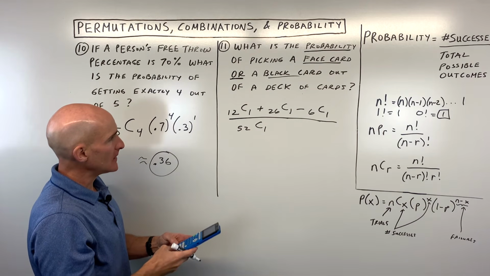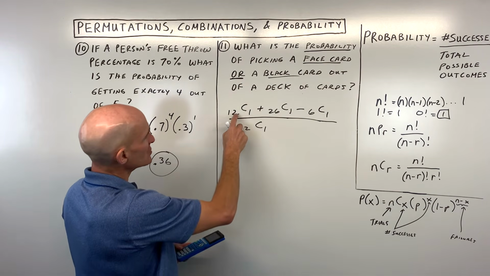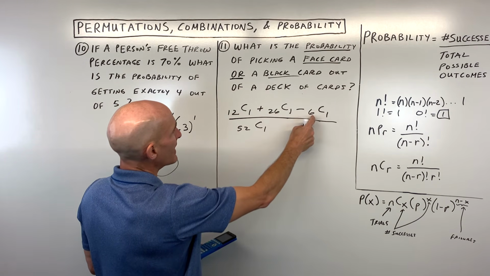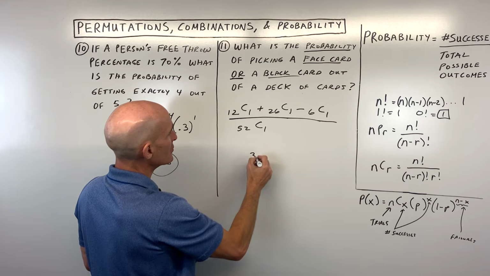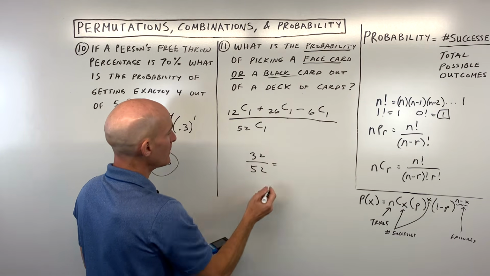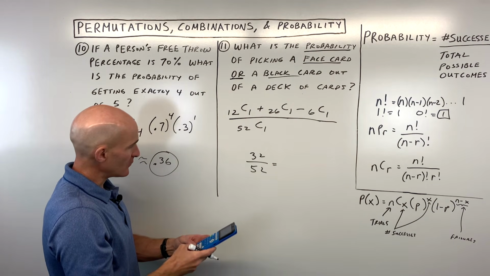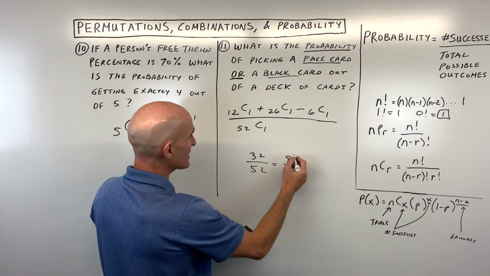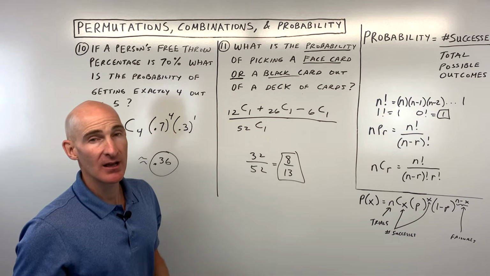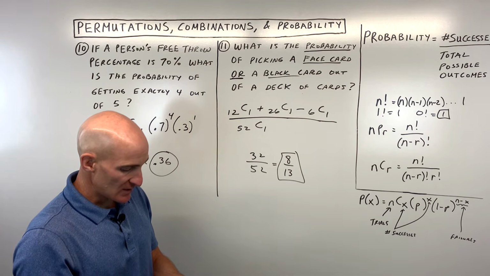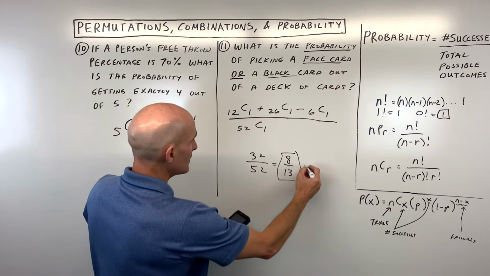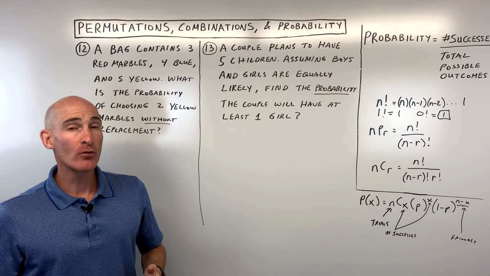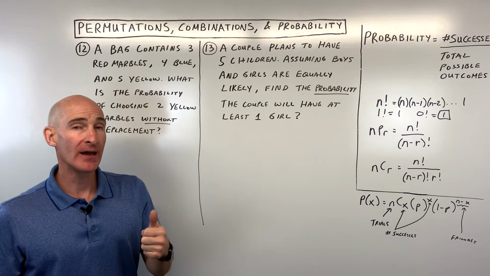Let's see what this comes out to. 12 choose 1 is 12. 26 choose 1 is 26, so that's 38. Minus 6 choose 1 is 6, so that's 32 over 52. If we reduce that down, 4 goes in here 8 times and 4 goes in here 13 times. So it'd be an 8 out of 13 probability, which as a decimal is approximately 0.62.